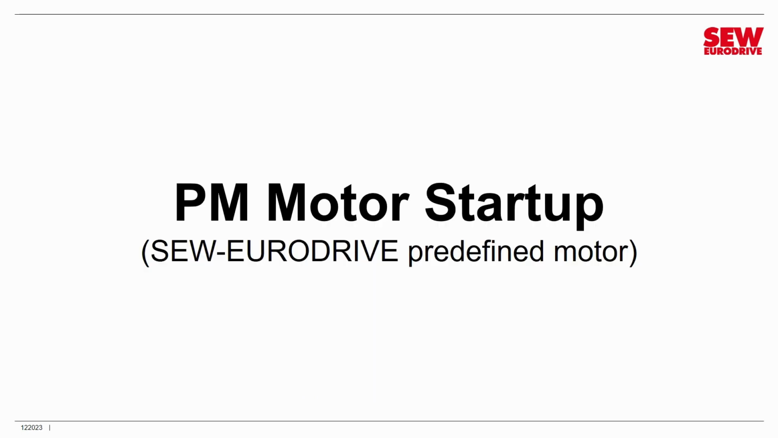All right, well, we have done a manual motor startup. That is the hardest way to do it. We're now going to look at an easier way. If you have an SEW Eurodrive servo motor and it has a preset available for it in LT shell, then we can do some shortcuts. So this is sort of the easy startup. Let's take a look at this.